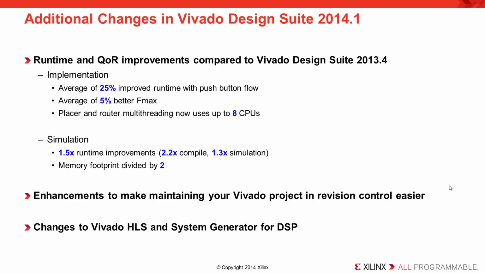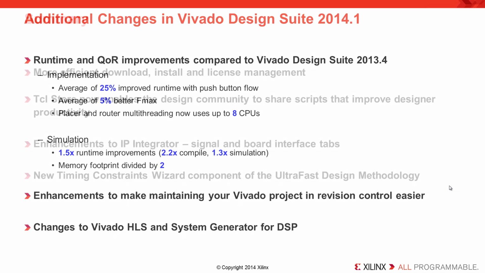Around simulation, we're seeing a 1.5x runtime improvement, 2.2x on the compile side, and 1.3x on the simulation side, and a memory footprint that's been divided by 2. There are also enhancements to make maintaining your Vivado project in revision control easier, and then changes in Vivado HLS and System Generator for DSP.